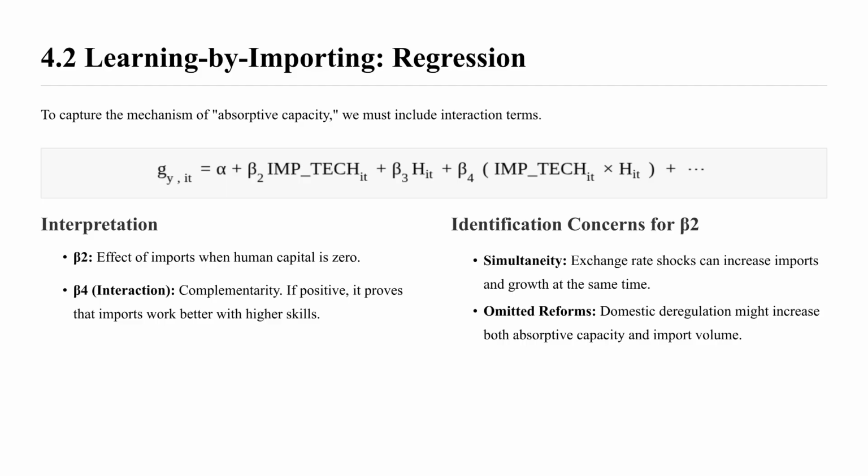To capture absorptive capacity, the regression should include interaction terms. If the interaction term, $\beta_4$, is positive, it confirms that imports work better with higher human capital. Concerns for $\beta_2$ include simultaneity and omitted reforms.